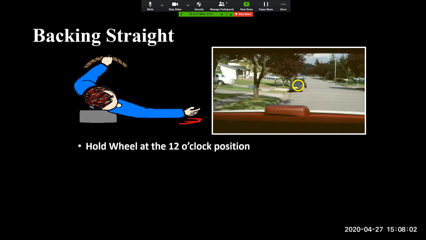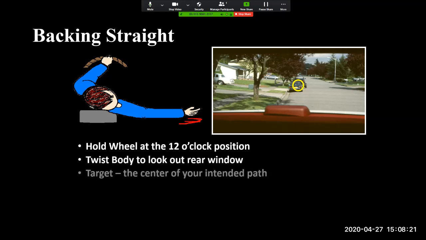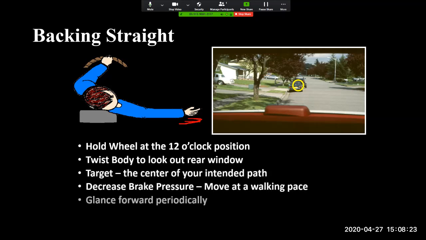And if I dip my hand to the right, the back end of my car is going to start going right. If I go back to noon, I'll start going straight again. If I dip my hand to the left, I'll start going left, right? And I can kind of just work the wheel at the top, and I don't need a lot of wheel movement to turn my car when I'm in reverse. Okay, so twisting the body, looking out, decrease brake pressure.